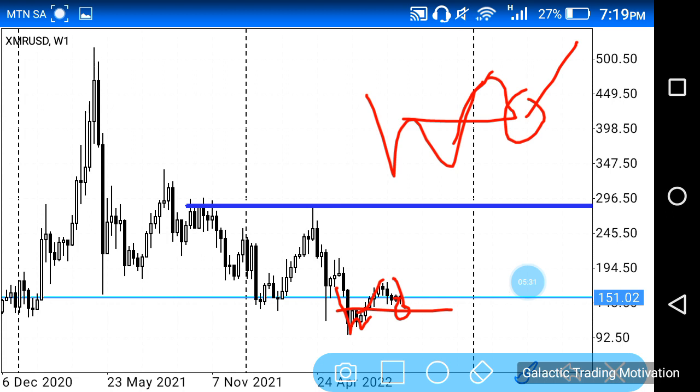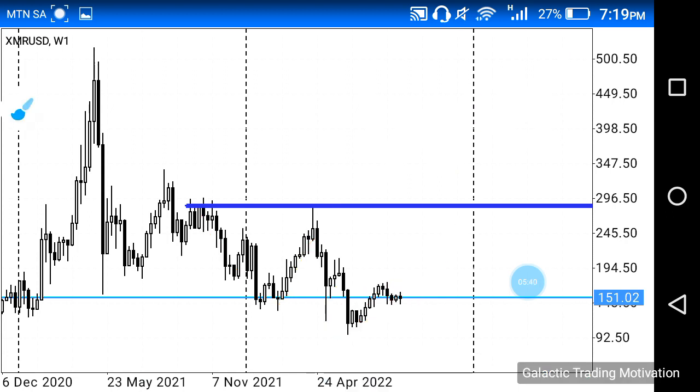And that also is in line with the fact that we have this particular inverted head and shoulders pattern, right? So that's confluence, right? But we need further reasons for actually buying. That's not reason enough for us to be buying, right? Anyway, let's proceed.